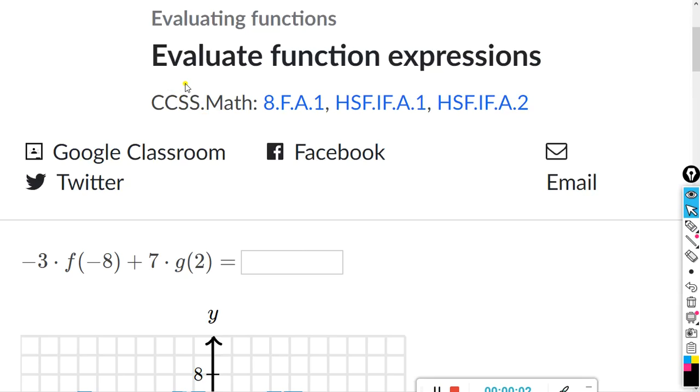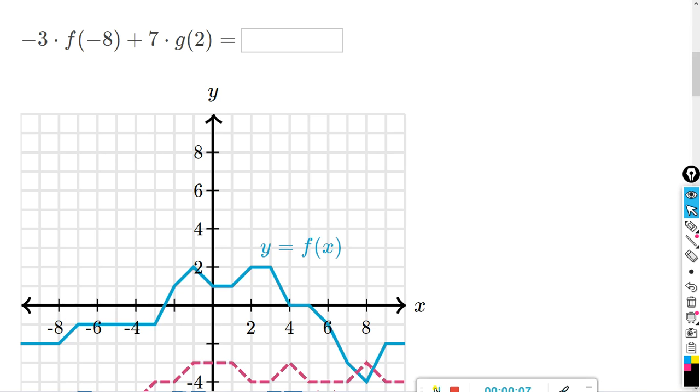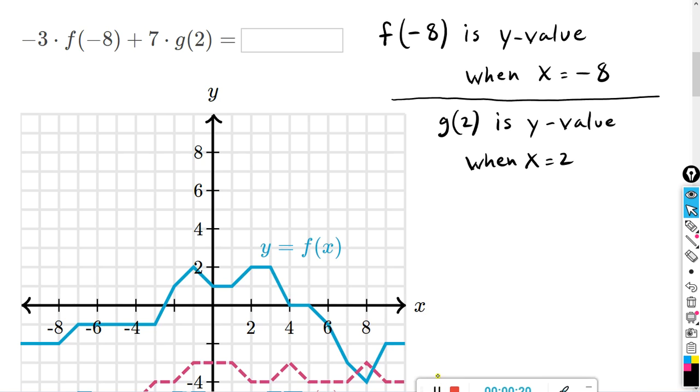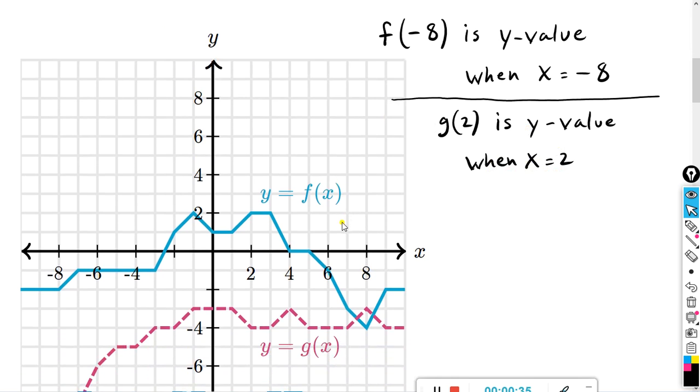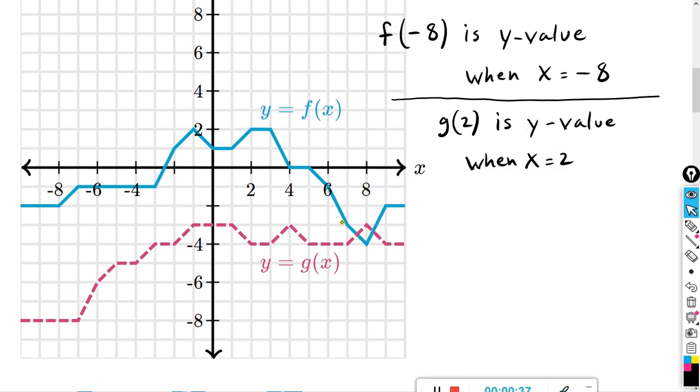This will be for the con assignment, evaluate function expressions. So here we have an expression or an equation, and we need to find the values for f of -8 and g of 2. So f of -8 is the y value when x equals -8, and g of 2 is the y value when x equals 2. We don't have an equation, but we do have the graphs, so we can use those.